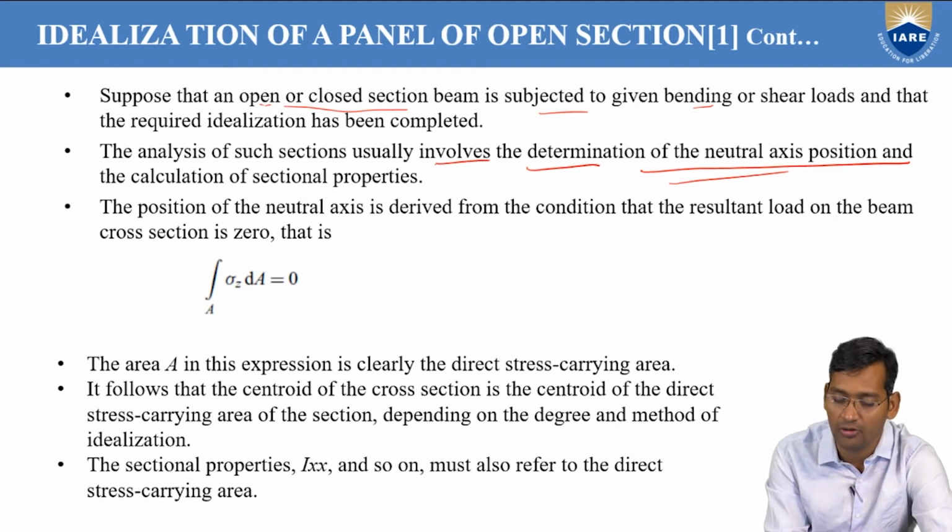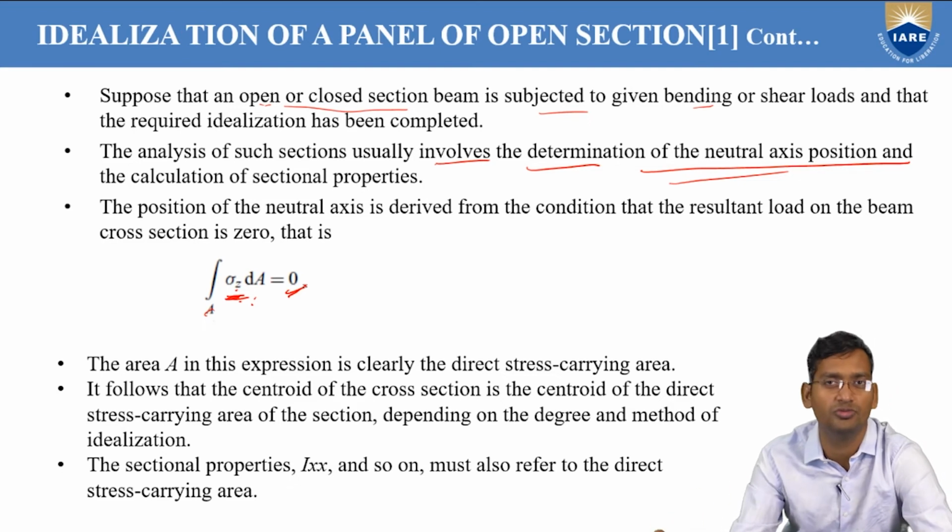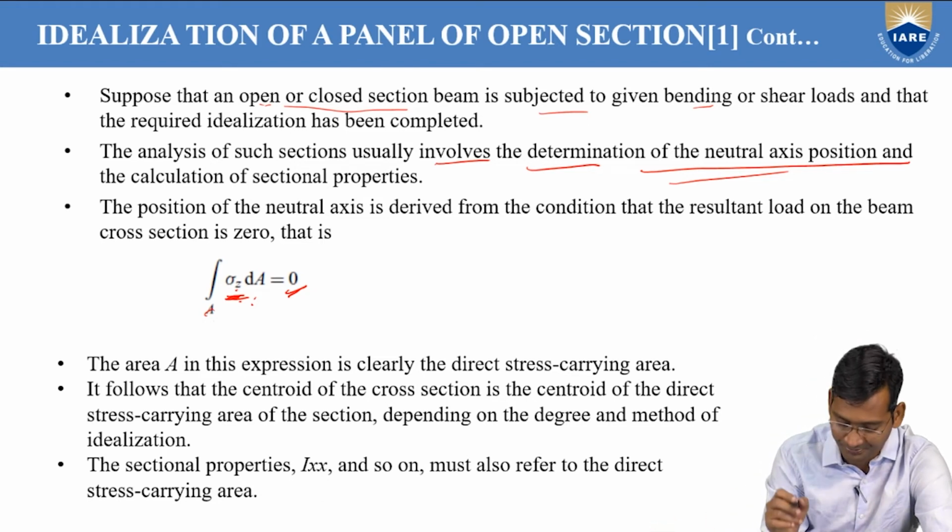Okay. So for that, sigma z into A, where A is area, so this is force, for overall A. That's why here z is there. So sigma z dA is equal to 0. Means the total force acting at that particular point should be equal to 0 for finding the neutral axis.